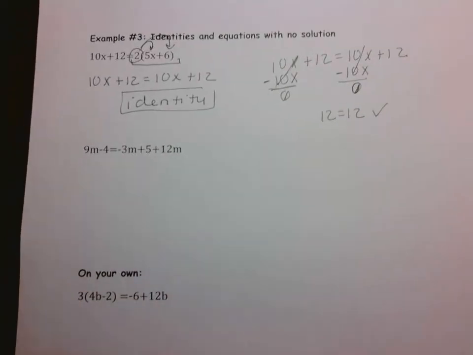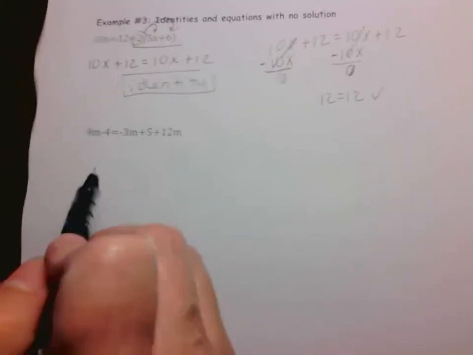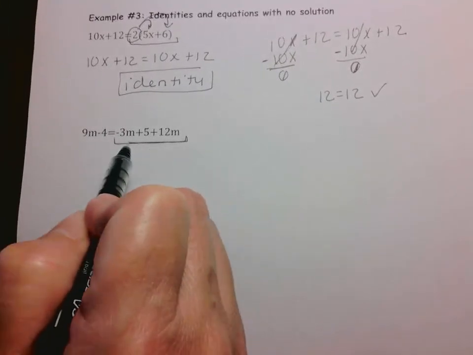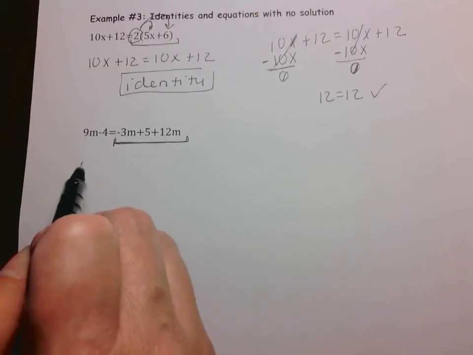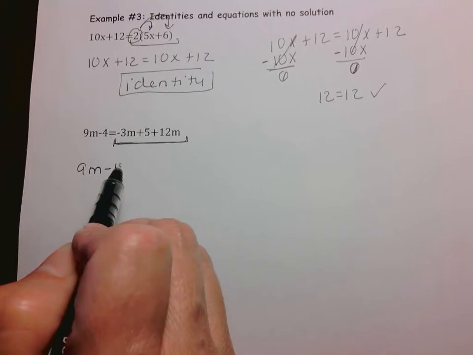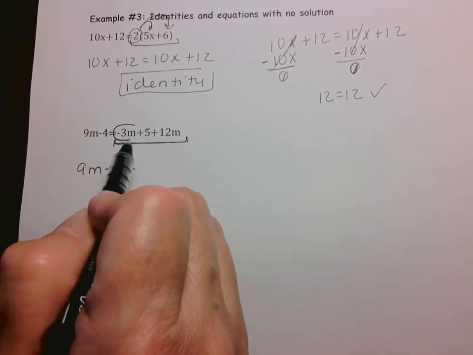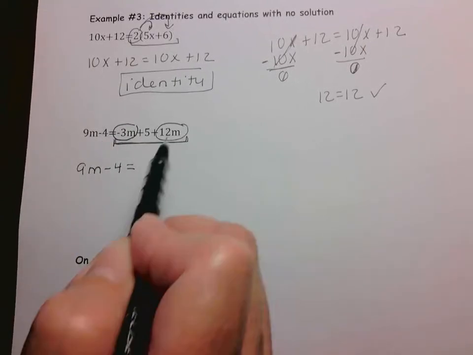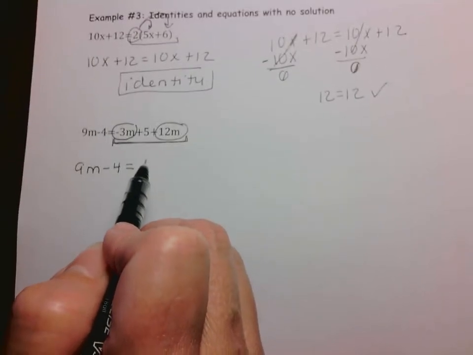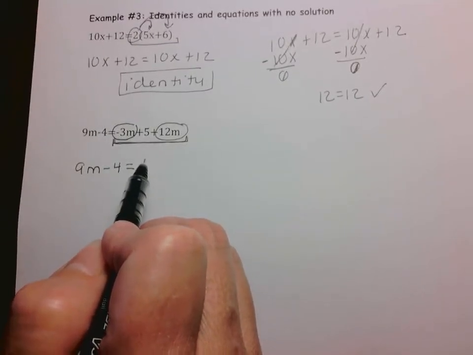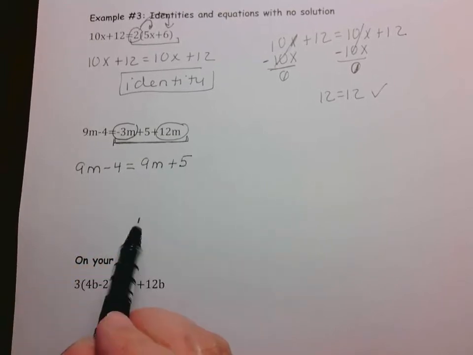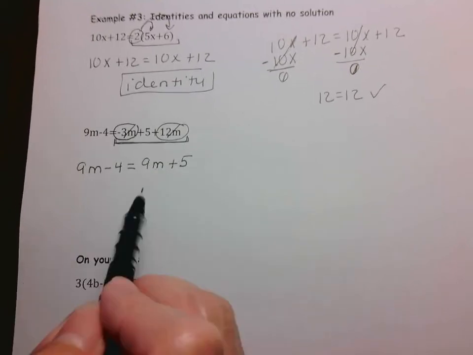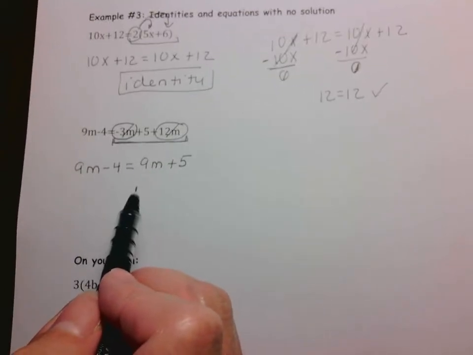But on this one here, watch what happens. My process remains the same. I'm going to simplify everything that I can that's on one side of the equality symbol. So that means I'm going to combine a negative 3m with a 12m. And when I do so, I get 9m. I have 9m minus 4 equals 9m plus 5.